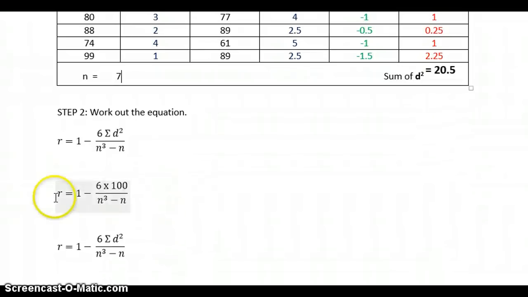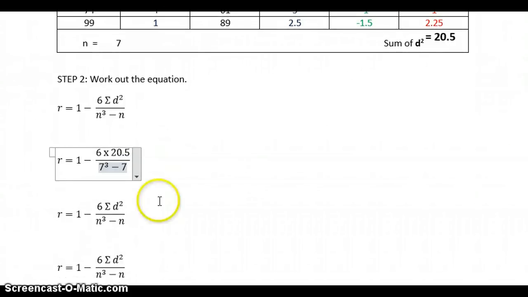Okay, so let's work out our equation. So we've got R equals 1 minus 6 times, oh that's not 100, sorry, that was from another thing. Being really professional with this video. Okay, so R equals 1 minus 6 times D squared, which is 20.5, over number cubed, so n is 7, cubed minus 7.